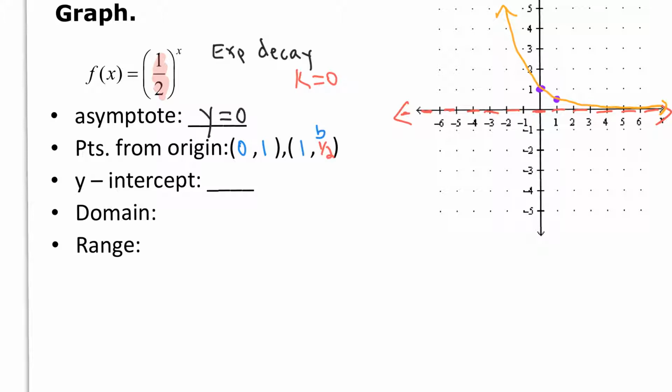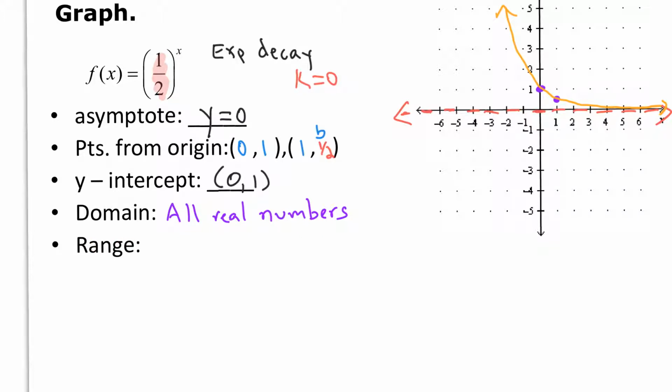Now for the y-intercept, you guys can see the y-intercept is again 1, 0, 1. So I'm going to write that down, 0 and 1. Domain for exponential functions is all real numbers. So you just write that down because any x will work. You guys can plug in any x into the function and it's going to work.